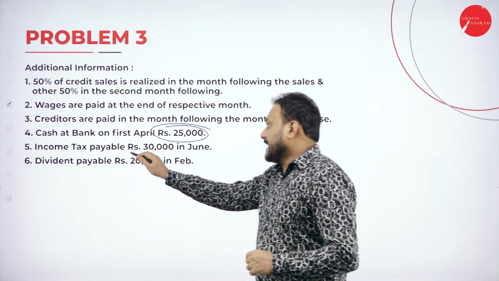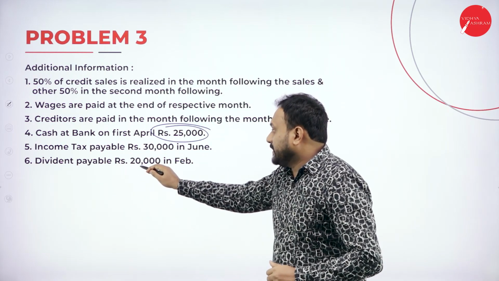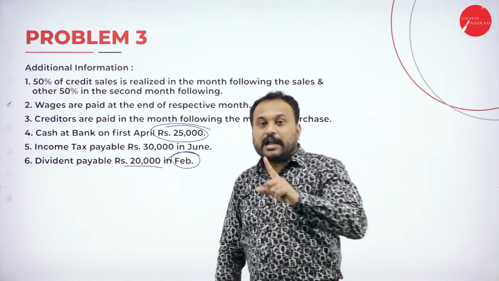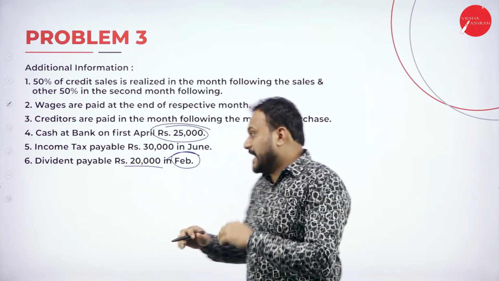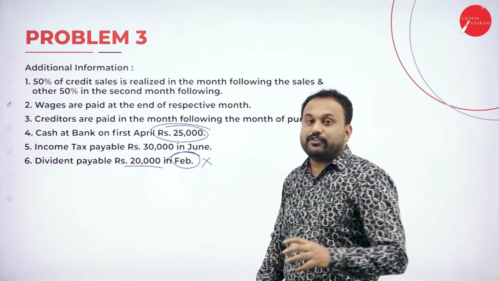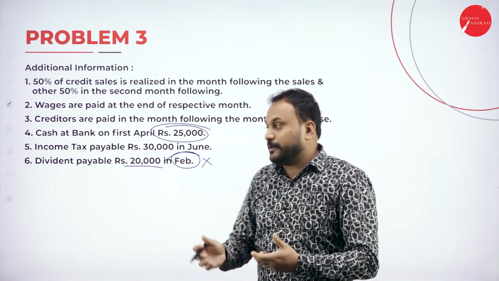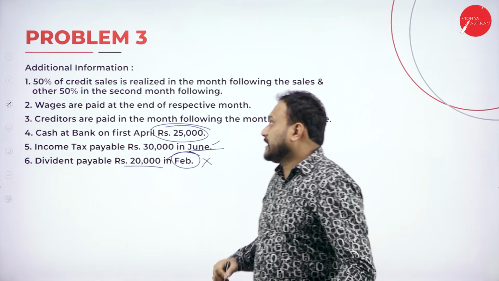Next, income tax payable, again expenses. Dividend payable rupees 20,000 in the month of February. Now are we preparing for the month of February? No. That means this last entry is not valid for our problem. Now income tax, yes, we are supposed to take because it is supposed to be paid in the month of June. So let's go with our problem.